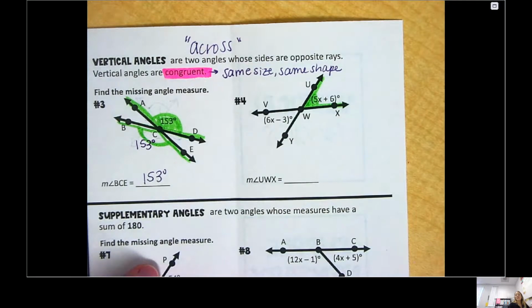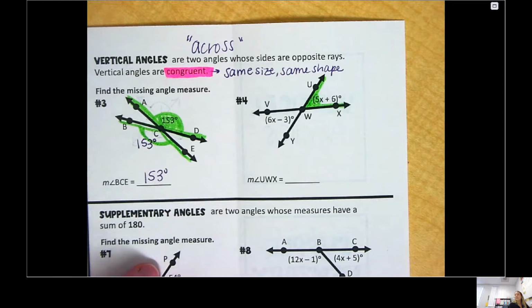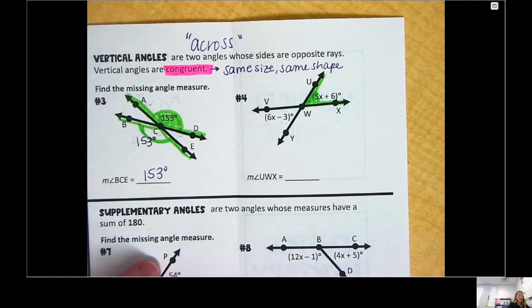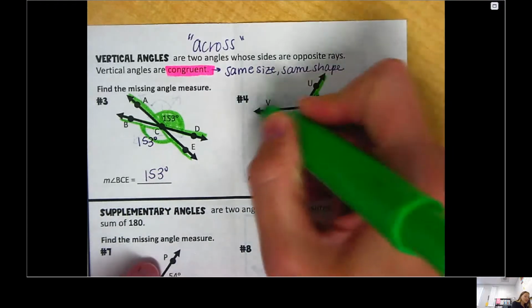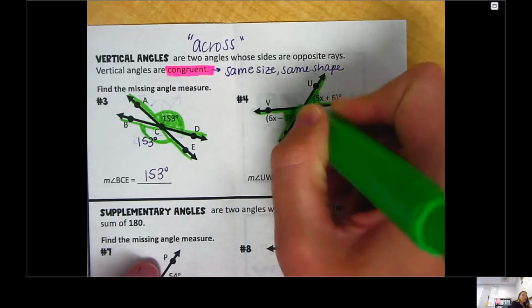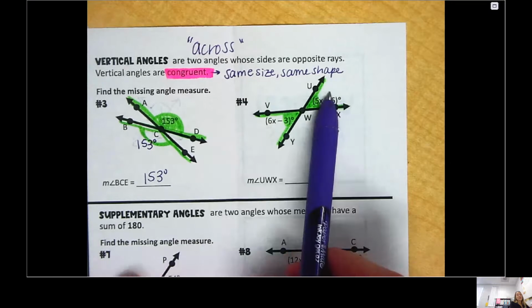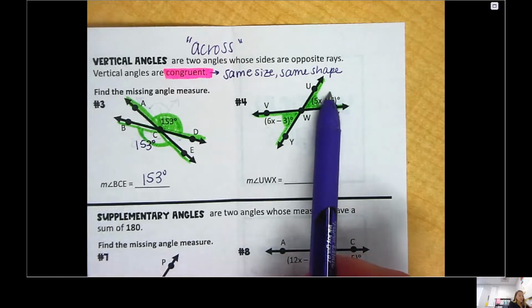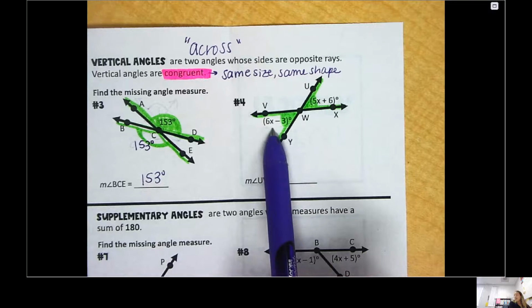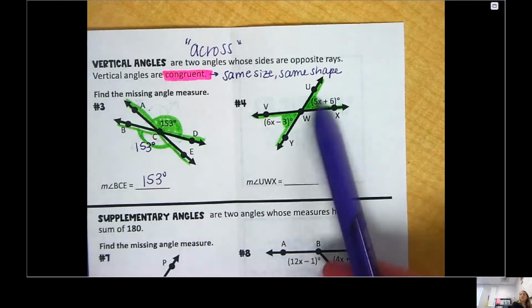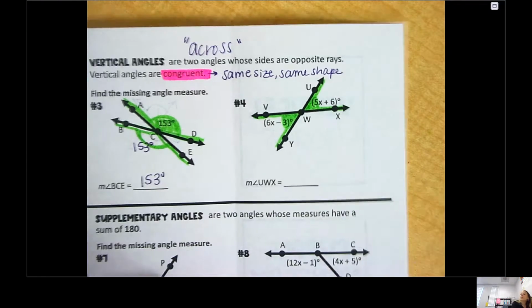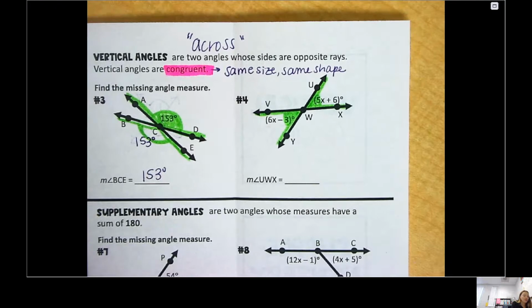Which angle does it have to be exactly the same as? VWI, the one that is right across from it. These two better be exactly the same. So if I told you that this angle right here was, let's just say I said it was 30 degrees, what does that mean this angle over here has to be? It better be exactly the same. Yes. Now, instead of me giving you numbers, I gave you equations. What do you think I'm going to do with the equations if we know that both of them are the same?